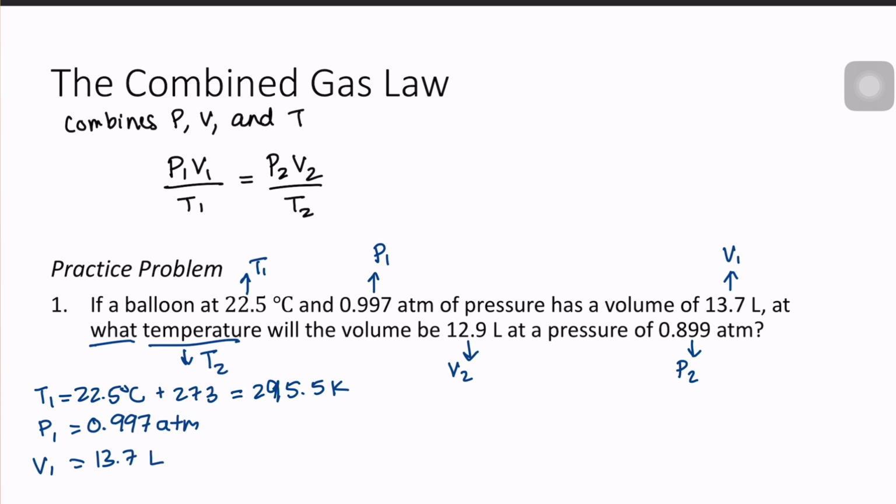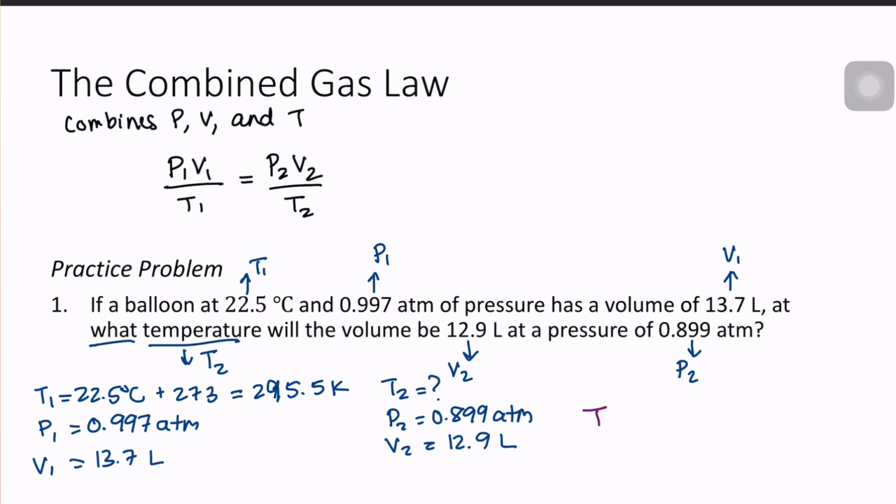Now my T2 is what we're solving for. P2 is 0.899 atmospheres, and V2 is 12.9 liters. Now, since we're dealing with three different properties, I can't say that if I increase my pressure, this is what's going to happen to temperature because we have more things that are being manipulated. So I can use my combined gas law to solve for T2.